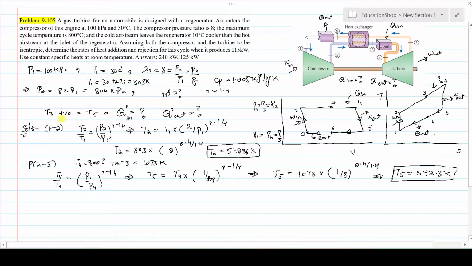Also there is a condition given that T3 plus 10 is equal to T5. Then we can say that T3 is equal to T5 minus 10.